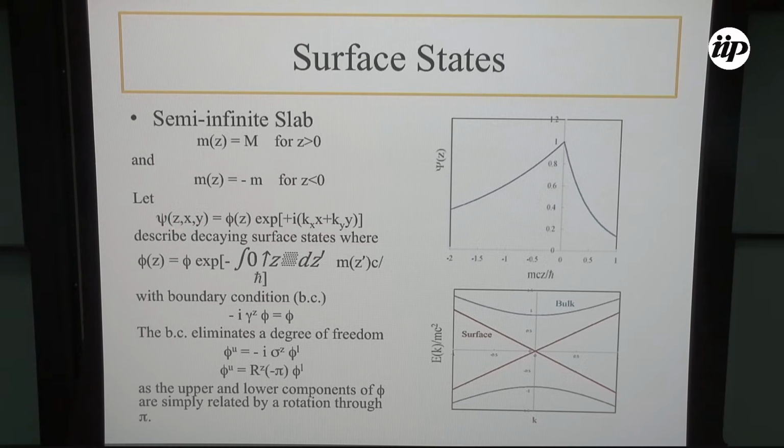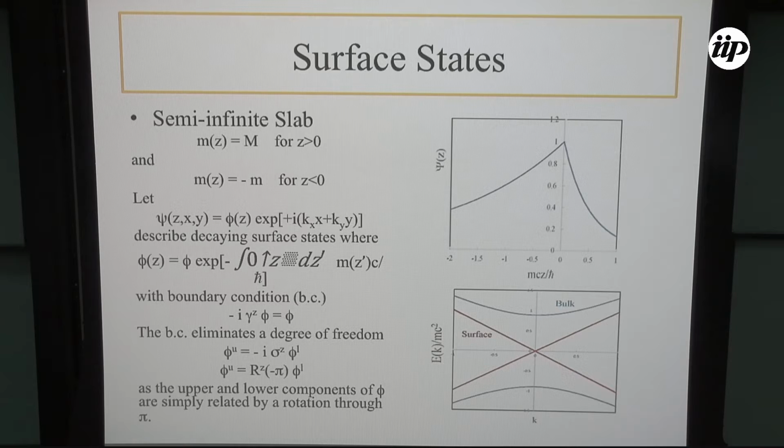And you can look for solutions in the form of a plane wave parallel to the surface and some function which is exponentially decaying as a function of z, proportional to the mass times z over h bar or something like that. You can apply appropriate boundary conditions, and what that does is eliminate a degree of freedom. It relates the upper two components to the lower two components, and it tells you that the lower components have their spins rotated by pi.